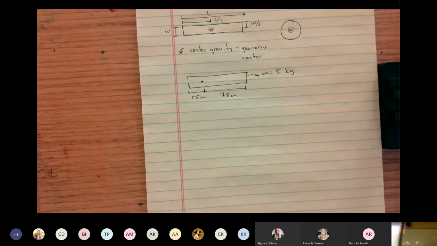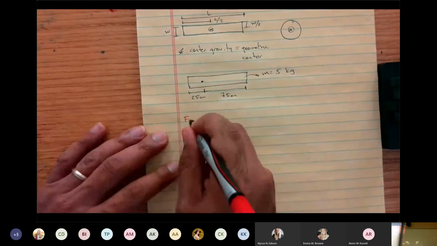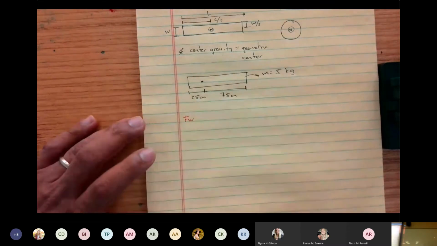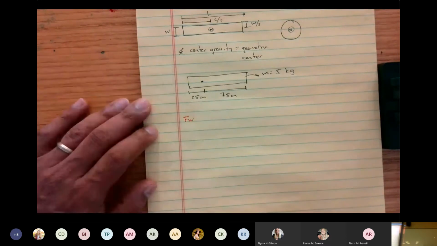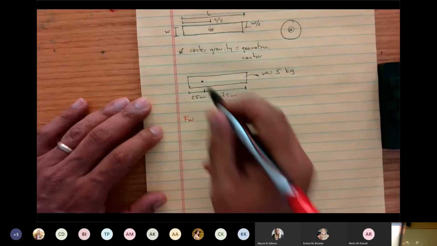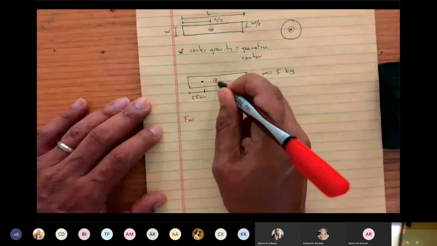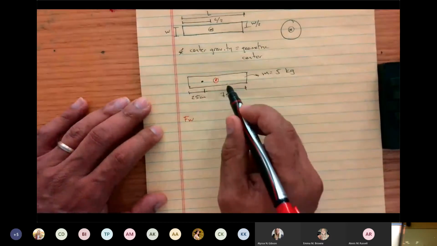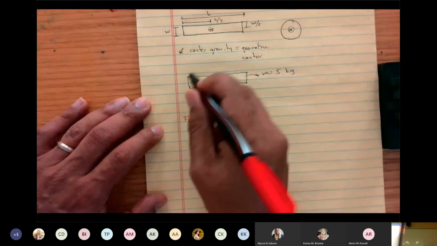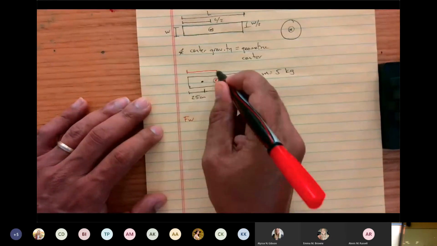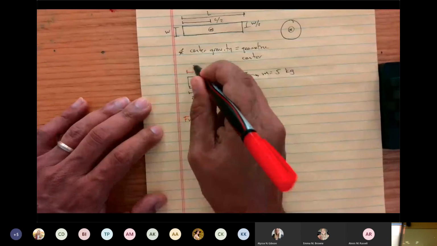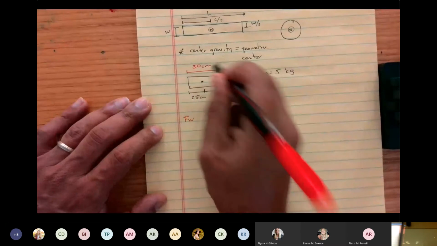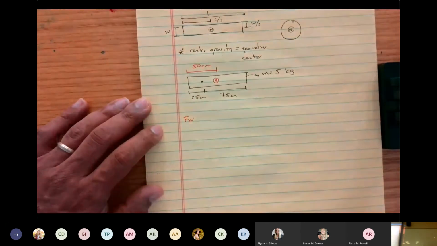So I'm only going to have one force, and that's going to be basically the weight of the rod, of this object. Now, I'm going to assume that the center of gravity is going to be at the geometric center of this rectangle. So this is going to be 50 centimeters.